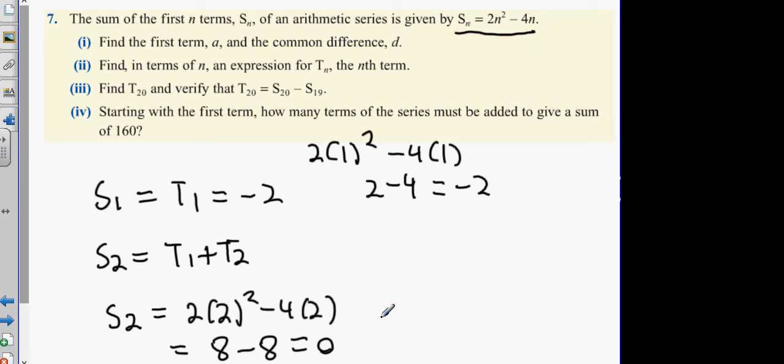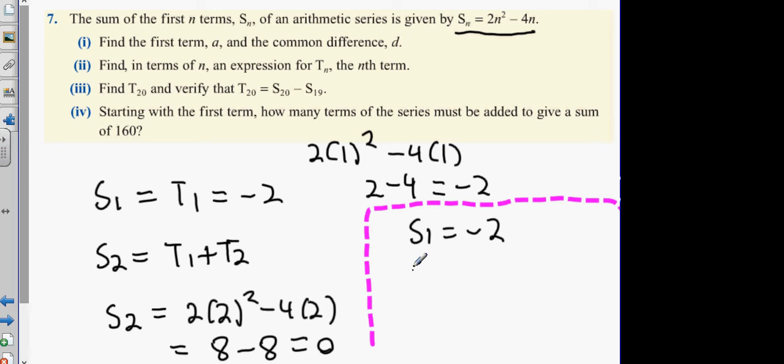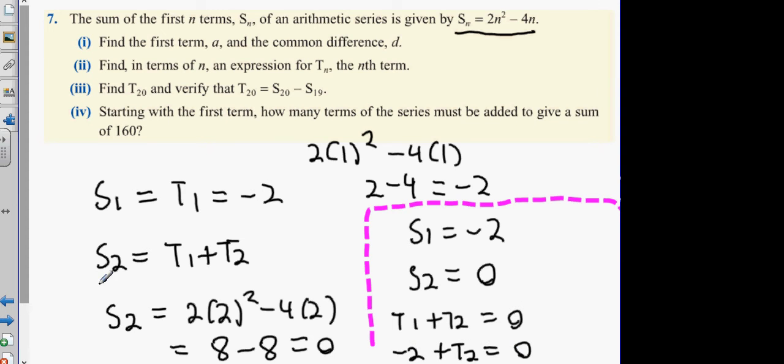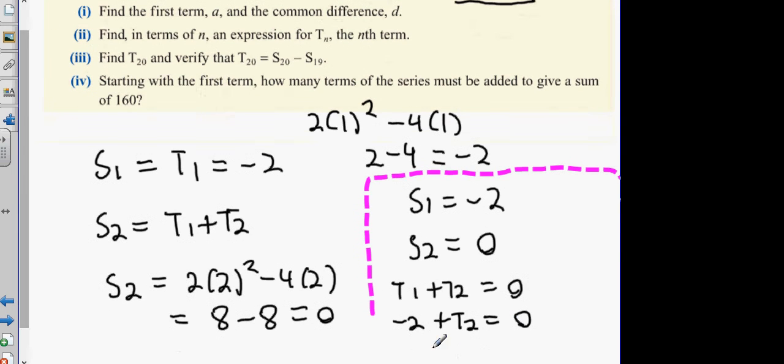So what we know now, after all these workings here, is that S1 equals minus 2, but S2 equals 0. Now, what we know about S2 is that S2 has to equal 0. So T1 plus T2 has to equal 0. We know that T1 is minus 2, but we don't know what T2 has to be. So minus 2 plus T2 equals 0. What does T2 have to be? Plus 2. T2 is plus 2.